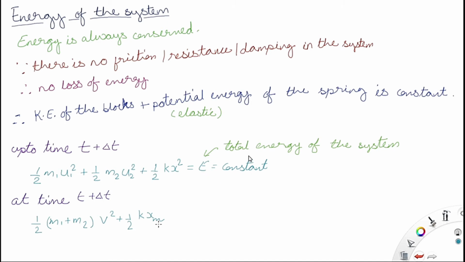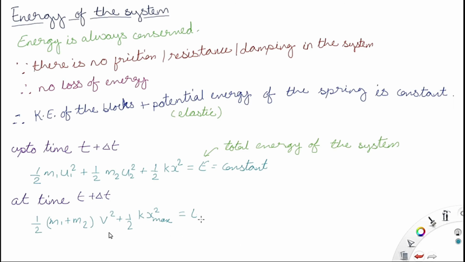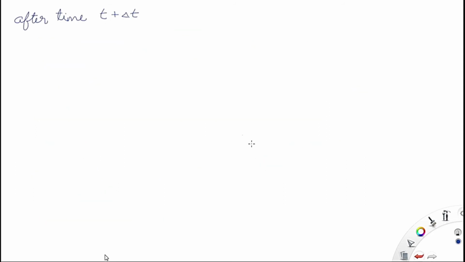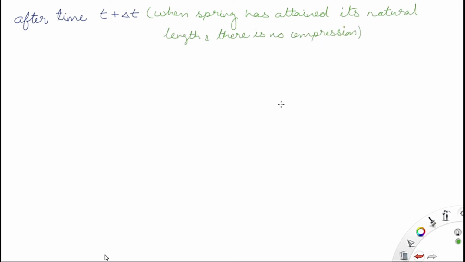At time t plus delta t, both m1 and m2 have the velocity v. That's why the energy is half m1 plus m2 into v square plus half k x max square, because at this point when they have equal velocity, the compression is maximum. This is the maximum compression x max, and the energy is also equal to E. After time t plus delta t, when the spring has attained its natural length, meaning there is no compression, the energy is half m1 v1 square plus half m2 v2 square, which is also equal to E, the total energy of the system, which is conserved.